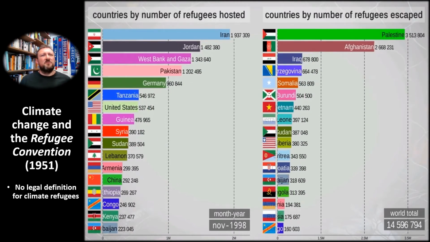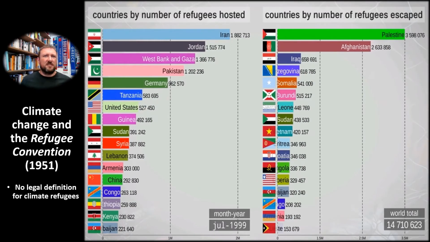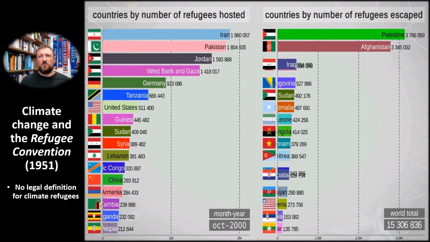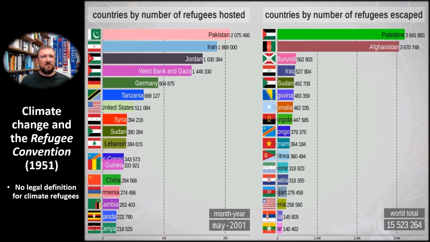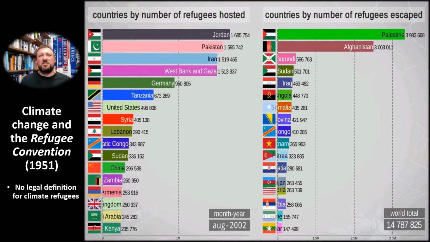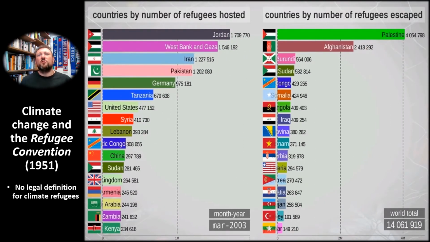So under the Refugee Convention, a refugee is legally defined as someone who's crossed an international border owing to a well-founded fear of being persecuted for reasons of race, religion, nationality, membership of a particular social group, or political opinion.